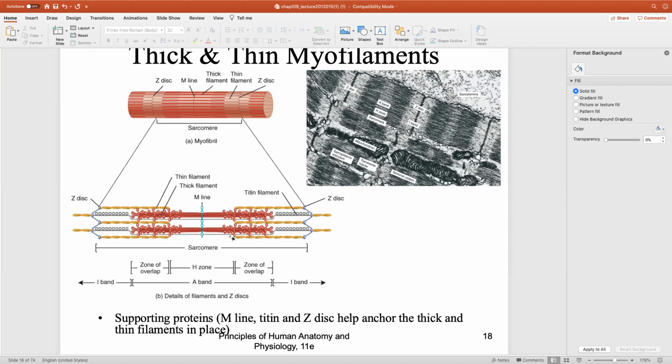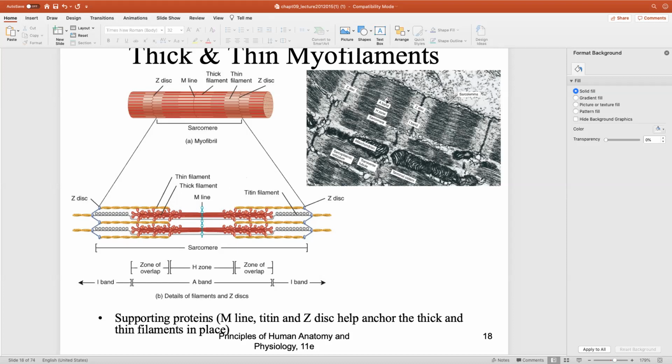Well, that's the region over here. That's the region where it's only thick filament. There's no overlap of the thin. The thin stops over here on each side, right? All we have then are the thick filaments. And because it's only one of the proteins, it's going to appear a little bit lighter in color again.